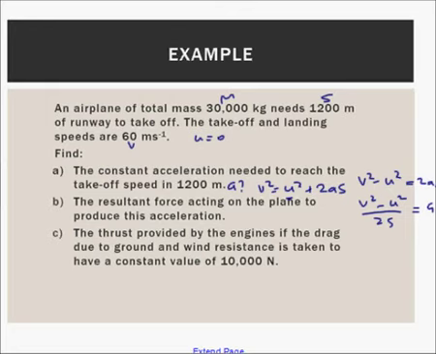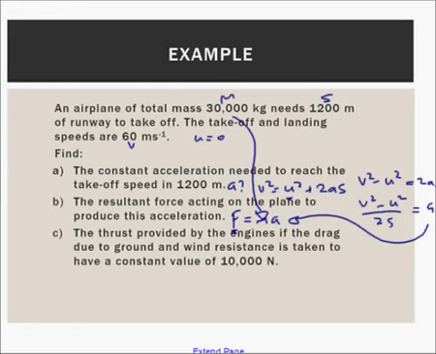What's the resultant force acting on the plane to produce this acceleration? Well, this is just going to be F equals ma. The F is always the resultant force. So we're going to use our value of acceleration we calculated there and put in the value of mass that we know, and you should be able to get the resultant force. Then the thrust provided by the engines if the drag due to the ground and the wind resistance is taken to have a constant value of 10,000 newtons.